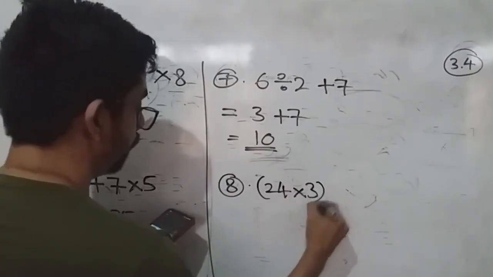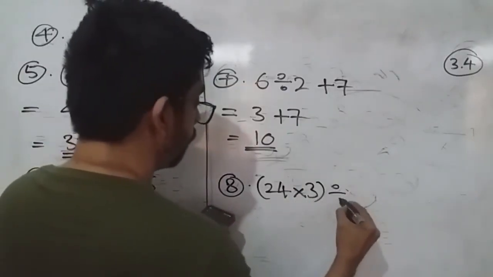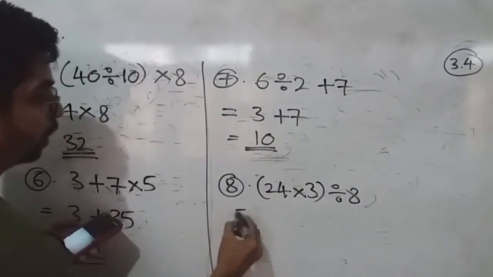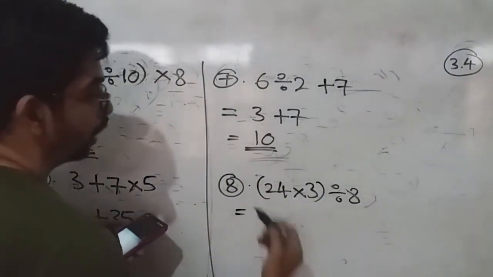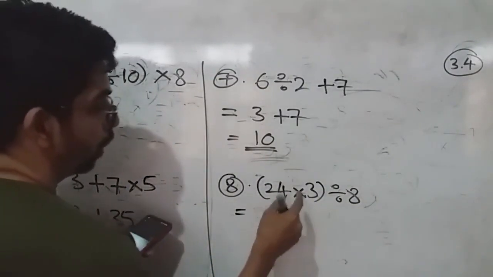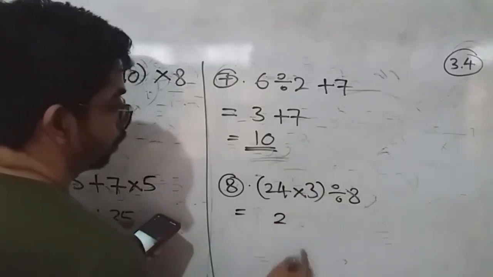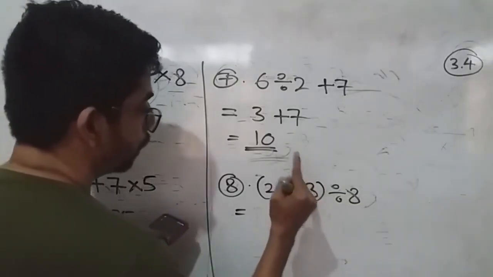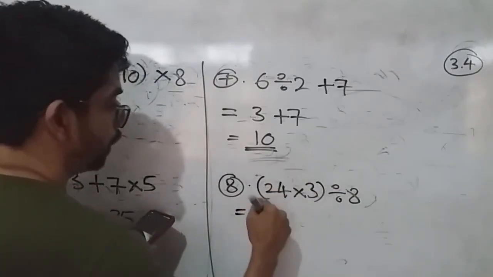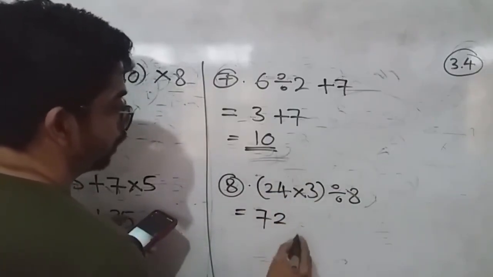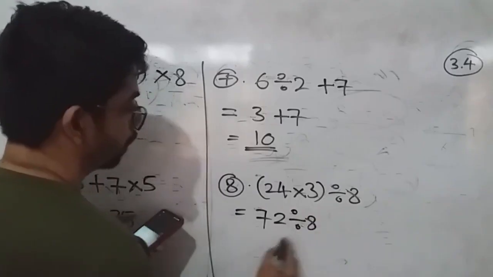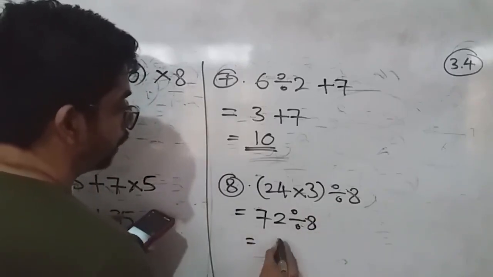Okay. Question number 8. 24 times 3, then we have to divide that by 8. Okay. So we have to simplify the brackets first, right? So 3 times 4, that is 12. So there's a 1 remainder, and 3 times 2, that is a 6. 6 plus 1, that is 72. Then we have to divide that by 8. 72 divided by 8, that is 9.